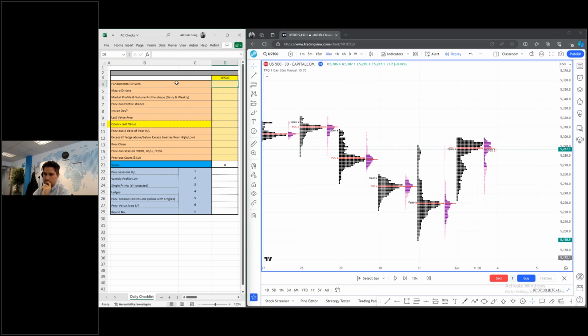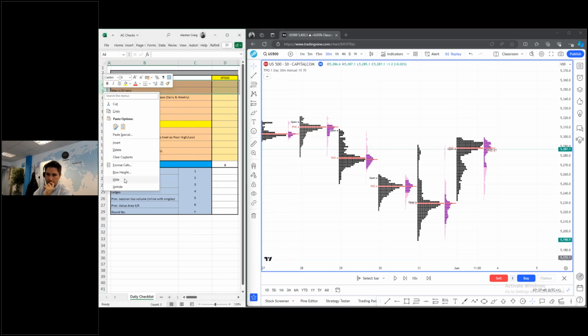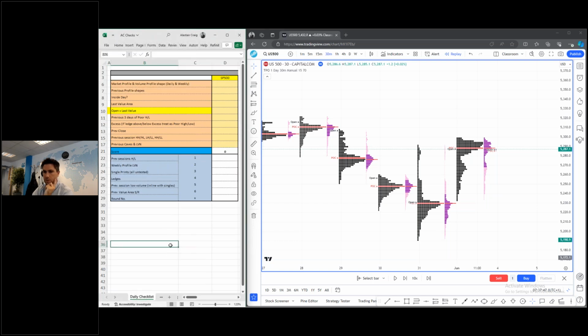Now, these 2 at the top of the list have nothing to do with the profiles. That's just, have you got a reason to want to be either long or short. With that in mind, those 2 are going to come out of the equation for the time being, so I want to focus purely on the profiles. First question to ask: market profile and volume profile shape, both daily and weekly.